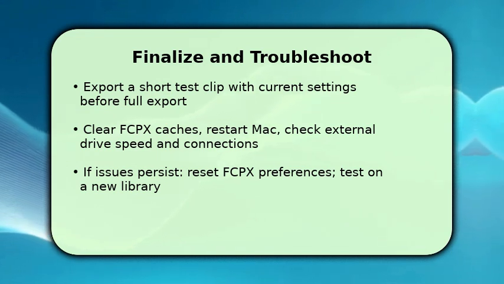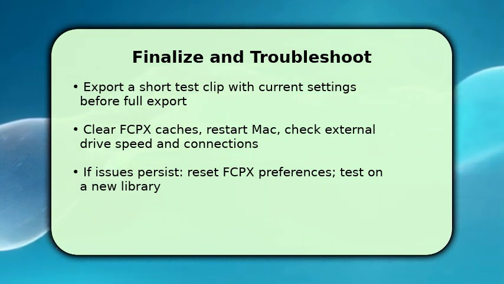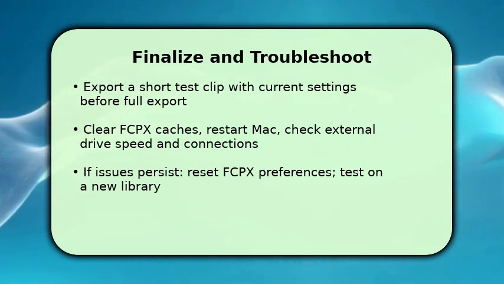Then clear Final Cut caches and render files, restart the Mac, and verify external drive transfer speeds and cables. Slow drives cause dropped frames. If problems continue, reset FCPX preferences and open the project in a new library to isolate corruption. These steps usually resolve stubborn cases.